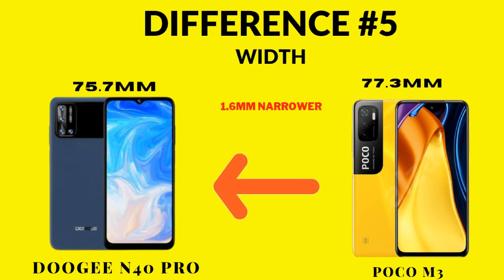Moving on to difference number 5, width. Doogee N40 Pro has a width of 75.7 mm, whereas Poco M3 has a width of 77.3 mm. So this makes Doogee N40 Pro 1.6 mm narrower in width than the other one. The width represents the horizontal dimensions of the product. We consider a smaller width better because it assures easy maneuverability.